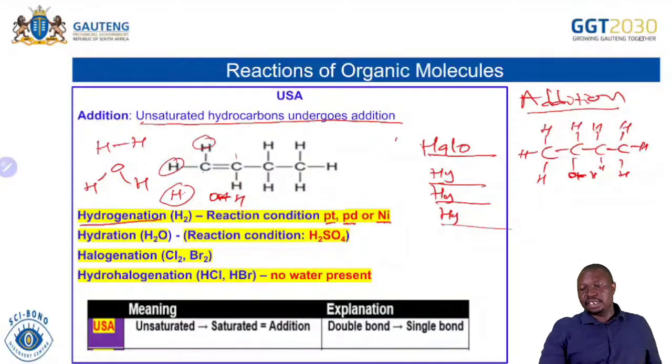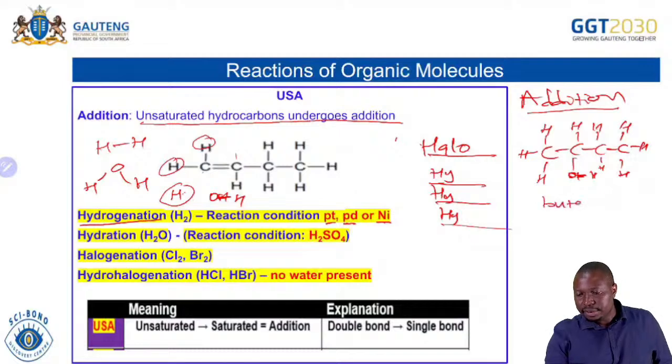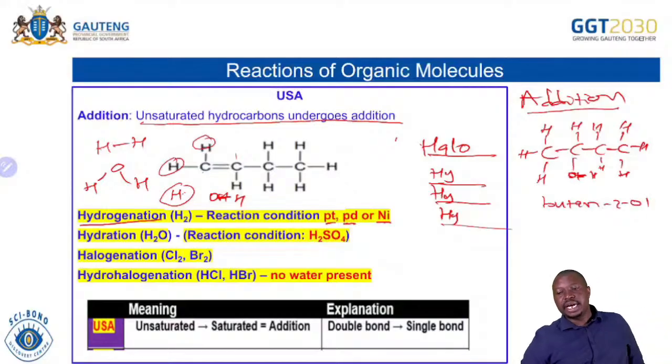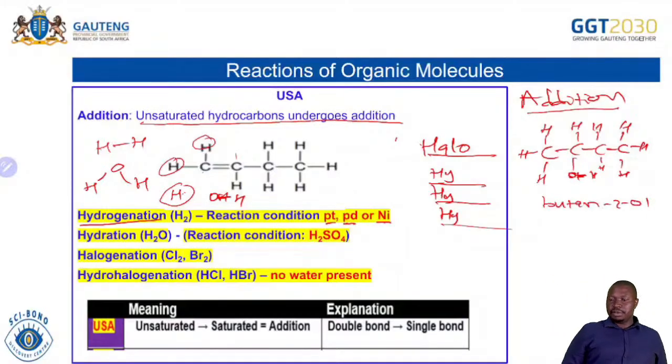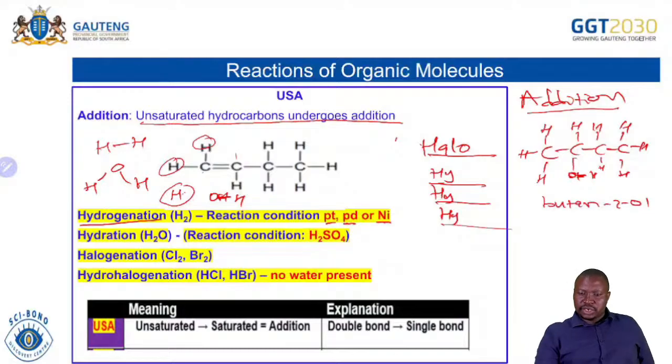And you will be asked to name the structure. Then you will say it's 4 carbons, so it's butan. Remember, in carbon number 2, you have an alcohol. So it's butan-2-ol. So you're able to name your structure as well. So it's important that you do that.